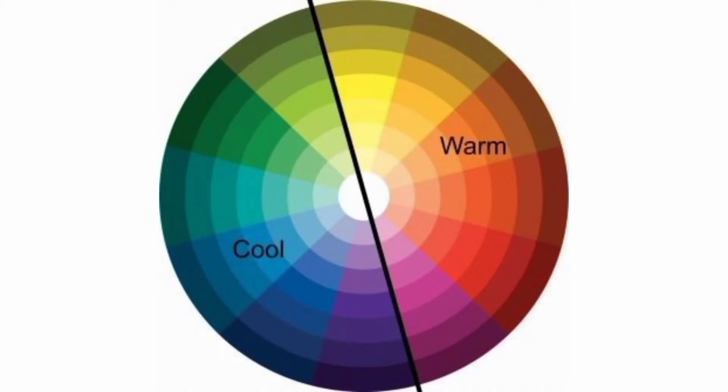All the reds, oranges and yellows are warm colors. These colors suggest heat, love, anger, violence, etc. And all the blues, greens, violets are the cool colors. They suggest calmness, sadness, night, ocean, winter, etc.